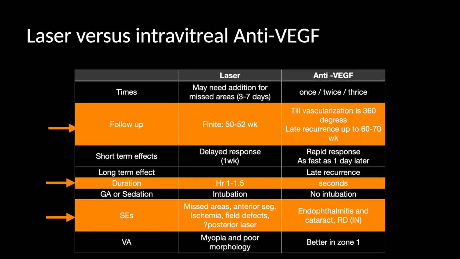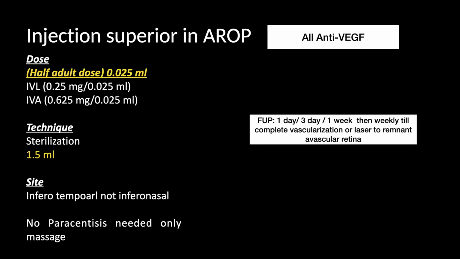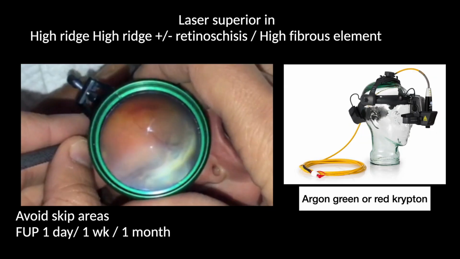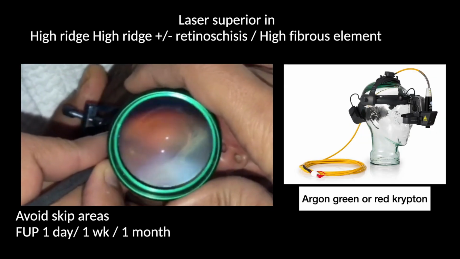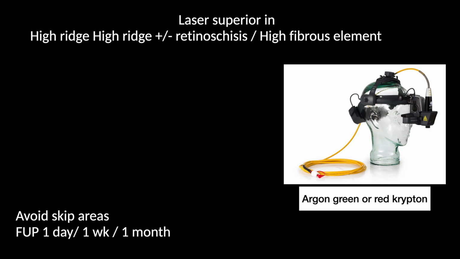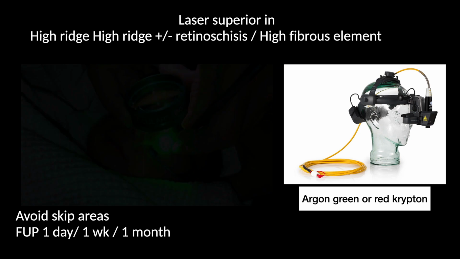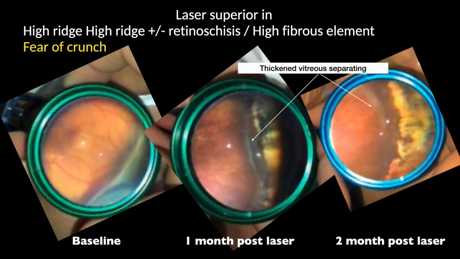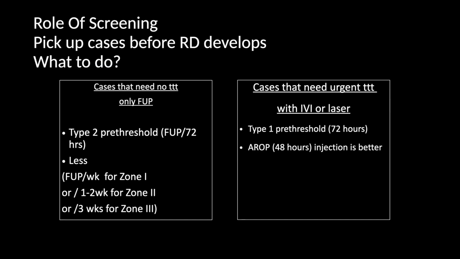How do we treat? We either do laser or we give anti-VEGF. Anti-VEGF is superior to laser in aggressive ROP because you don't have to do aggressive treatment and because of the risk of skip lesions with laser. On the other hand, if the case has a high ridge, which is fibrous, indirect laser ophthalmoscopy can be a better option to treat all the avascular retina, not hitting the ridge, to allow the spontaneous release of the fibrous element without causing a crunch phenomenon.